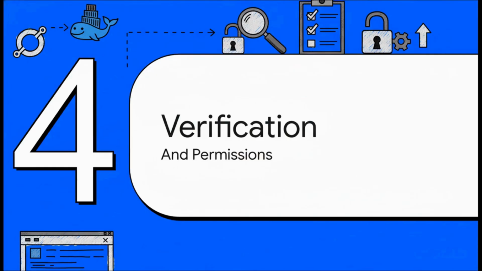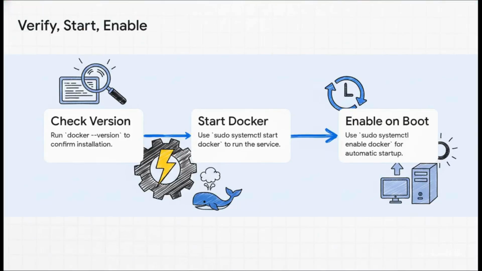Now we need to verify everything is working and then make one really important tweak that's going to make your life way, way easier. First up, let's make sure it actually worked. Just type in docker --version. You should see a version number pop up. That's a great sign. Next, we use systemctl to actually start the Docker service, and then we enable it. Enabling it just means it'll automatically start up every time you reboot your machine, which is definitely what you want.